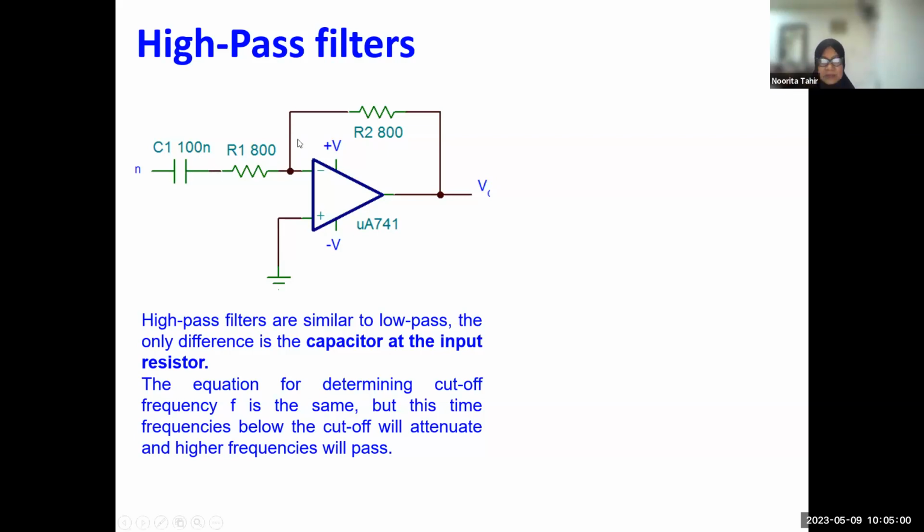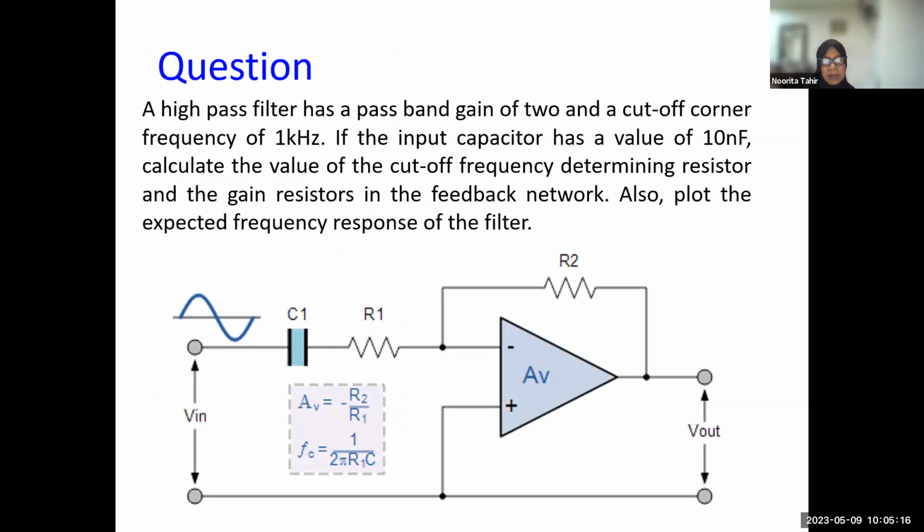For the low pass filter, the capacitor is parallel with the feedback resistor, and the equation for determining the cutoff frequency is also similar. Only now the frequency below the cutoff will be rejected. So I want you to try this for the high pass filter before we go to the band pass filter.